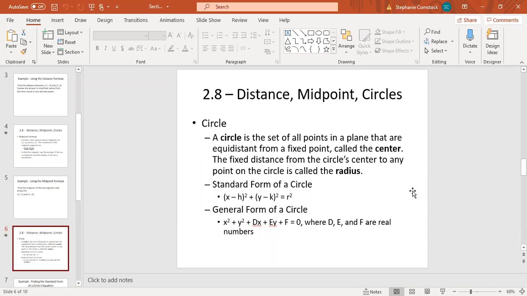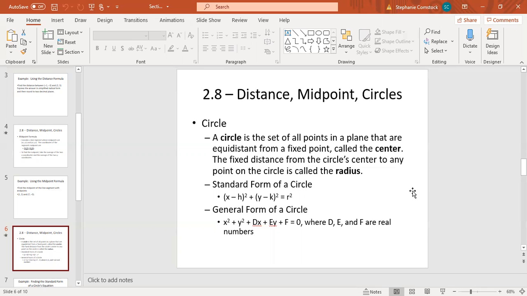So a circle is a set of all points in a plane that are equidistant from a fixed point called the center. So we're going to set a center. We're going to figure out a distance, also called the radius. Okay. And then every point on the circle is that radius distance away from the center.